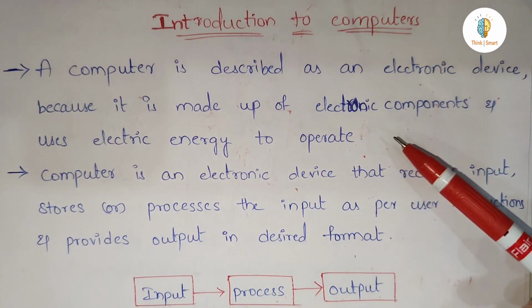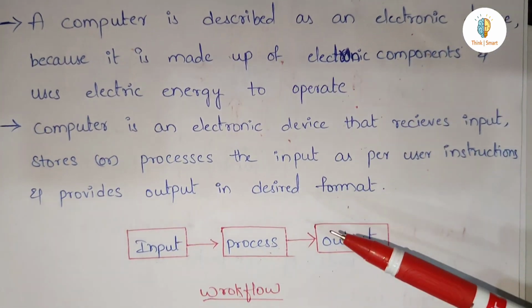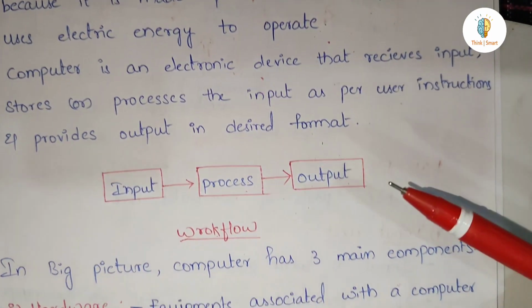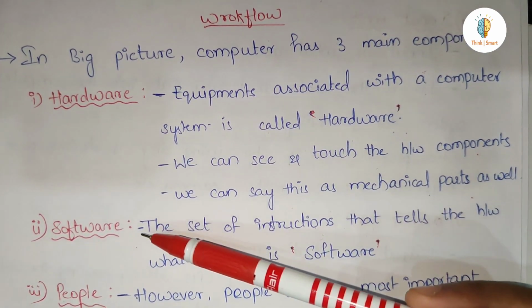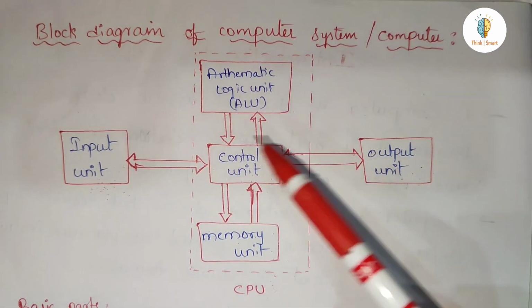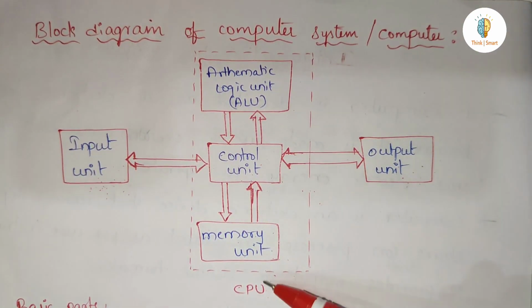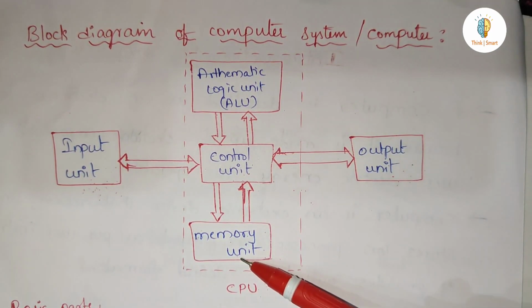Let us have the summary of the session: how the computer is made up, what is the workflow of the computer, and in the big picture what are the components of the computer: hardware, software, people, and the block diagram of the computer, explaining the basic parts of the computer and computer systems.